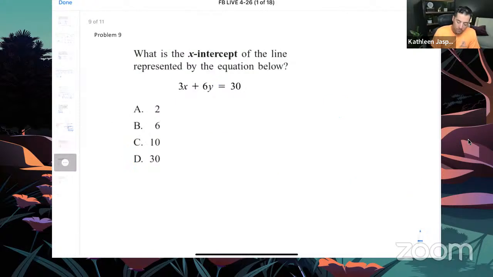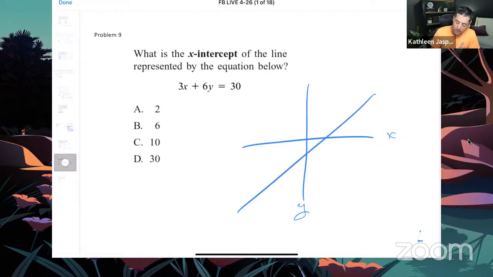All right, question 9. What is the x-intercept of the line represented by the equation below? All right, so there are two things. Here we go, a graph with our x and our y. If you have a line, where is the x-intercept? The x-intercept is the point at which it crosses the x-axis, which means that point is going to be your x value, comma, 0.